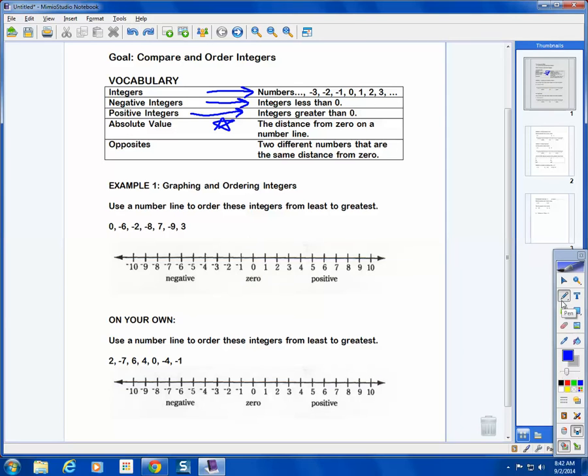Guys, the first example we're looking at is example 1 in your notes. It says graphing and ordering integers. Down below it says use a number line to order these integers from least to greatest. You may not necessarily need this, okay? But we want to review this stuff to make sure that we're okay with it.